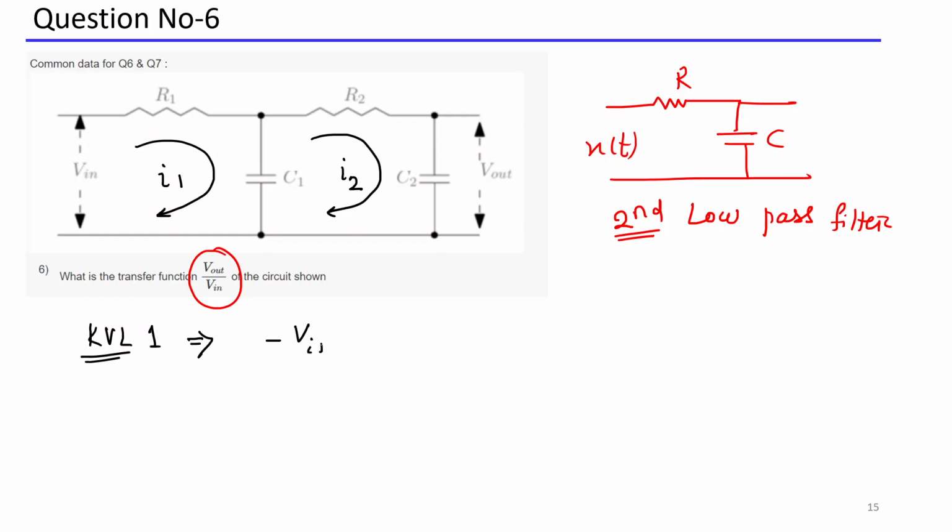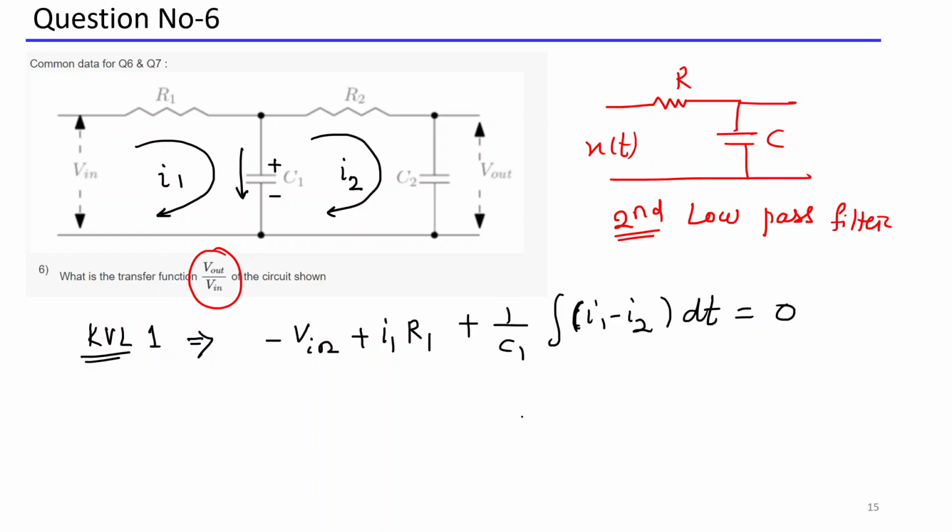I am writing minus Vin plus I1 into R1. Okay, we have to move in this loop. Here the current direction is downward. So always in a capacitor, resistor or inductor, the current flows from positive to negative terminal. Now you write 1 by C1 integration of the net current here. I1 current is flowing here, I2 current is flowing out. So I1 minus I2 into dt equal to 0. This is equation 1.